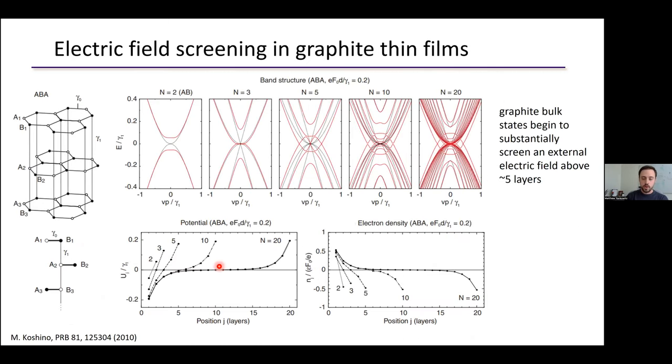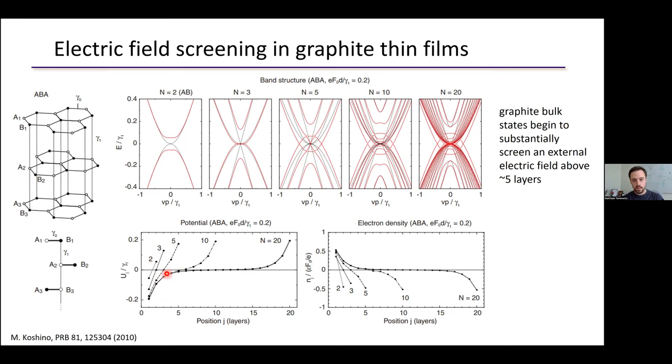So the important question is, if I'm going to make dual-gated devices, what will actually happen as I try to apply an electric field across this structure? This was calculated by a number of people, but here I'll show Mikito Koshino's calculations from over a decade ago. He calculated the band structure using self-consistency, such that when he applies external potentials on the top and bottom layers, the graphite has the capability of screening those electric fields since it's a metal. If I look at the potential as a function of layer thickness N, we see that the potential drops roughly uniformly across the few-layer graphene slabs up to around five layers.